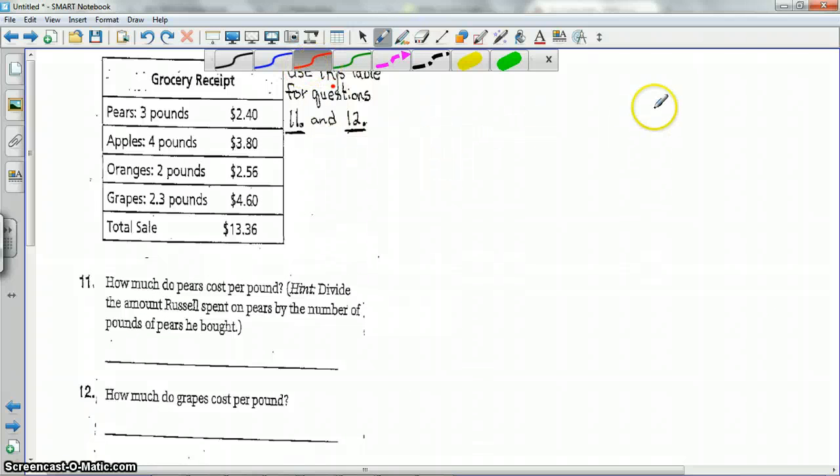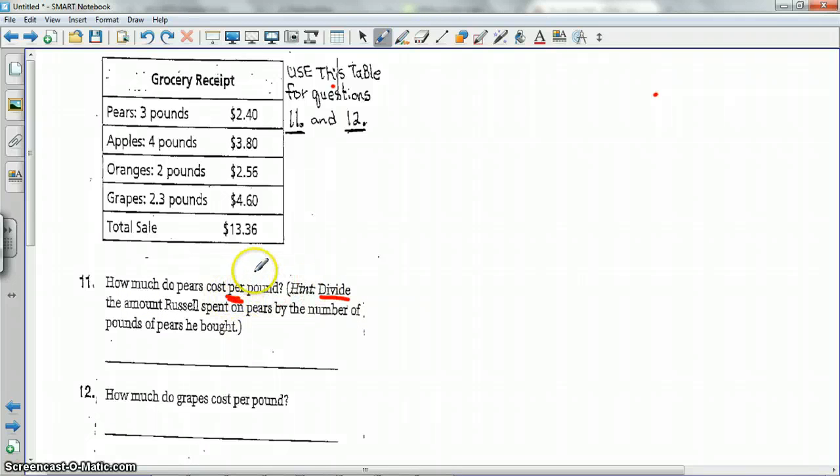I went ahead and paused and resized this so that you could actually see it. So how much do pears cost per pound? And it gives you a hint. It says divide the amount Russell spent by the number of pounds of pears. So generally when you see that word per, depending on the situation, it's often going to mean to divide, although sometimes it means to multiply. We'll look at that when it comes up. But in this case, how much per pound, since it's asking how much for each pound, you're going to divide. And that word each, if you ever see it, which is sort of the same thing, how much for each would be a division problem.